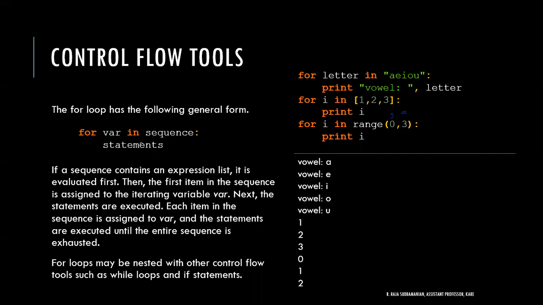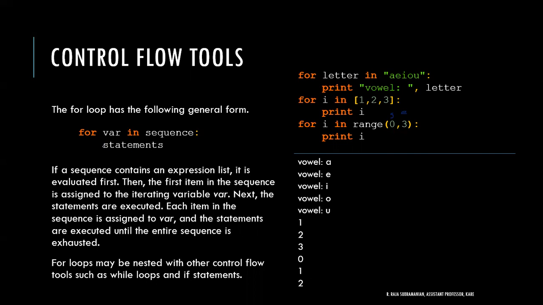Here, if you see, I am writing for ... in sequence and giving a colon. All control flow statements should be written with the end given as a colon, right? Next, the subsequent statements should be written with a tab space.